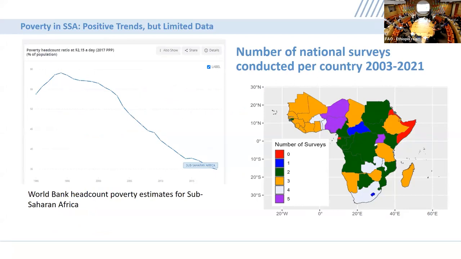You are probably all familiar with this kind of figure. This is World Bank headcount poverty data for sub-Saharan Africa. We see a very sharp decline in poverty rates over the last 30 years. Now, where is this information coming from? It's coming from household surveys. This is the frequency of household surveys that are informing this aggregate number. There is a lot of variation across space: some places zero, some places four, some places two. So what's going into this is fairly messy.